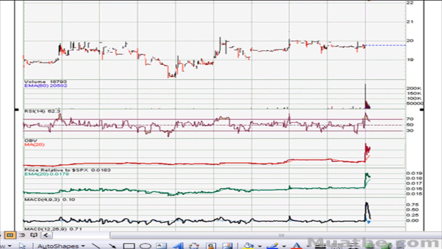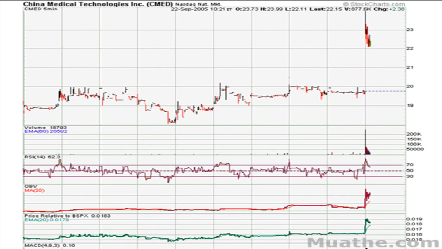All right, next up is China Med. It had a strong spike in the last half hour in the 5-minute chart, and sure enough, somebody knew something, because the next day the stock was up $2.30, having closed at around 19.80. So a good move based on the gap up indicator.